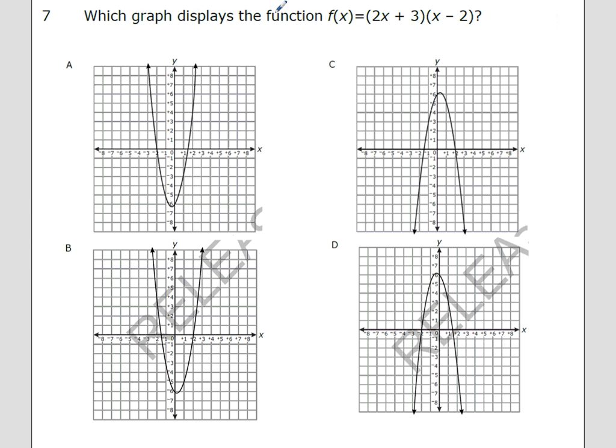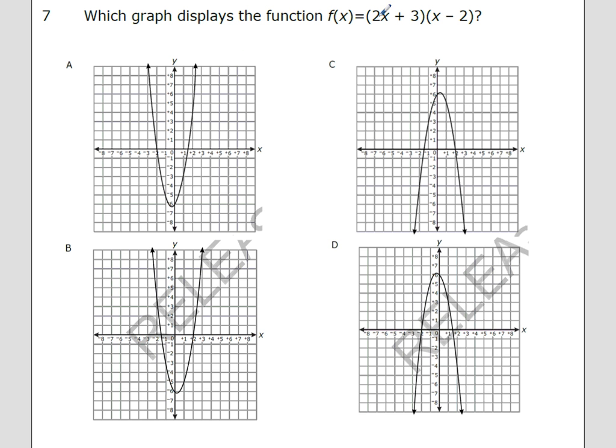Okay, which graph displays the function f of x equals 2x plus 3 times x minus 2? All right, so for this one, you can do this one a couple of different ways. Since this test is calculator active, you could simply plug this into y equals and then see which one matches the graph that's on the calculator. All right, I'm going to do this one by hand because it's not really all that bad.